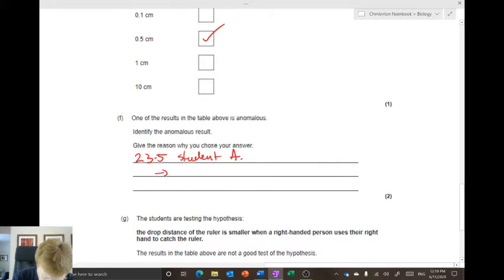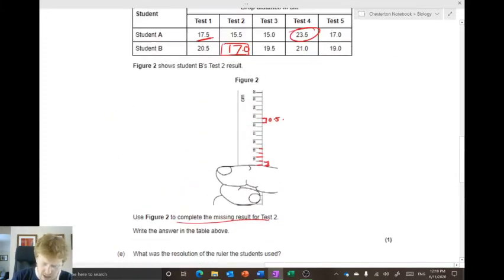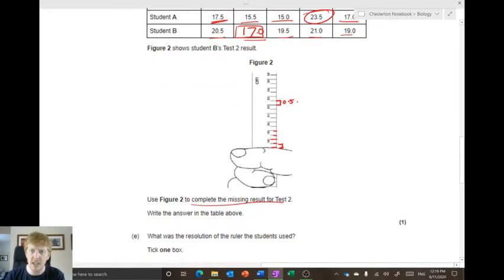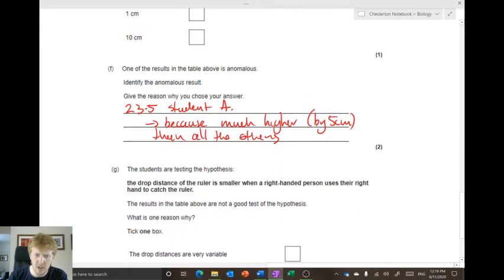Why did I choose this result? Because it was much higher than all the others. Much higher by 5 centimeters than all the others. All right. And because it was much higher than all of these other results, it didn't fit the pattern. And if it didn't fit the pattern, it's what we call an anomalous result. Whereas you look here, 19, 21, 19.5, 20, 17, they're all pretty close together. Okay, and because of that, there weren't any anomalous ones there.